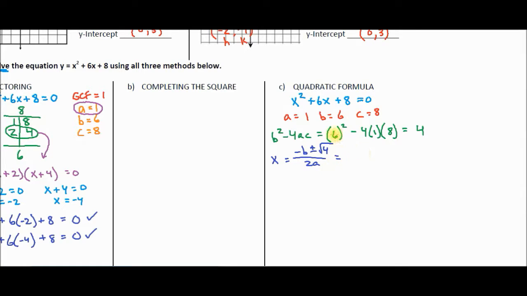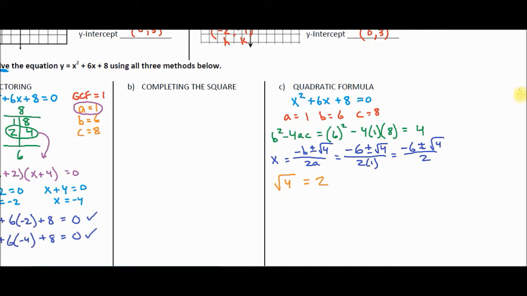Let's plug those in. b is 6. It's going to change to negative 6 because we flipped the sign of b in our quadratic formula. Negative 6 plus or minus the square root of 4 over 2 times 1, which is negative 6 plus or minus the square root of 4 over 2. So now we've actually got our answers. Let's do some final work. Let's check and see if the square root of 4 is a perfect square, and it is. It's 2.